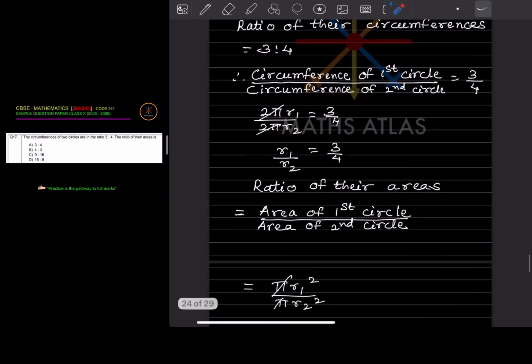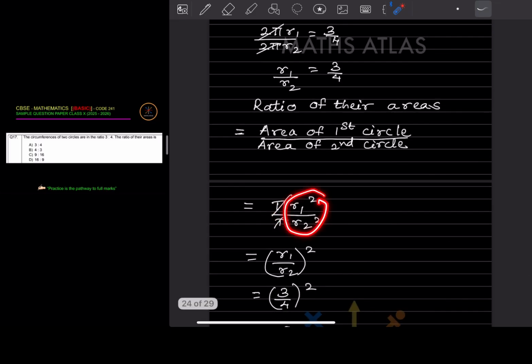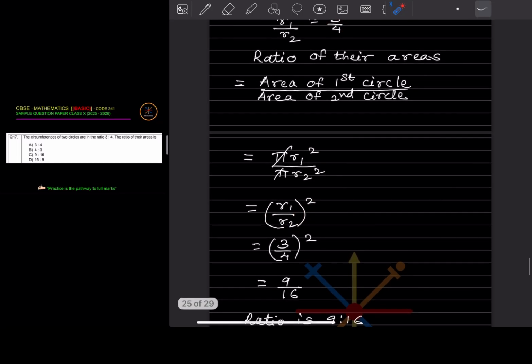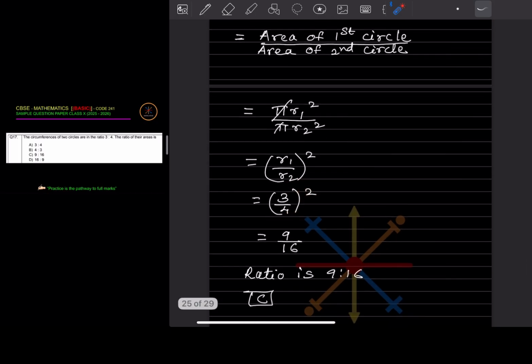Now we want the ratio of the areas. The formula for the area of a circle is pi r square. Again for the first circle, which we considered as r1, we can write pi r1 square, and this is pi r2 square. So this and this get cancelled out. Because the square is for both of them, we can write (r1 by r2) whole square. So r1 by r2 is 3/4, so this is (3/4) whole square, which is going to be 9/16. So the ratio is 9:16. So the option is C.